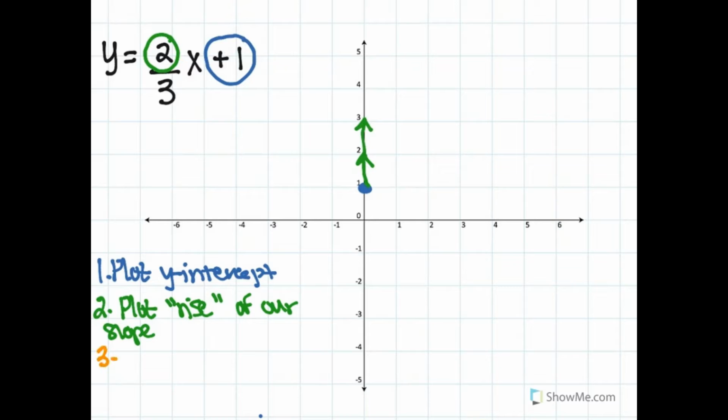So the next step is to plot the run of our slope. The run is the number in the denominator. So here it's 3. So we're going to run in the x direction 3 units. 1, 2, 3.